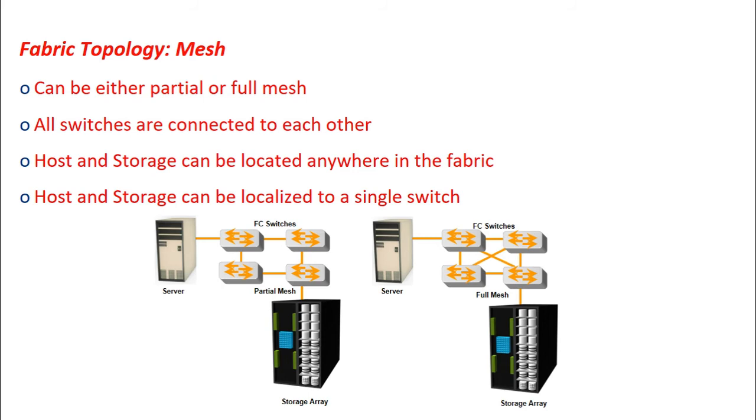However, with the increase in the number of switches, the number of switch ports used for interswitch links also increases. This reduces the available switch ports for node connectivity. So that is your full mesh topology. Now in partial mesh topology, several hops or interswitch links may be required for the traffic to reach its destination.